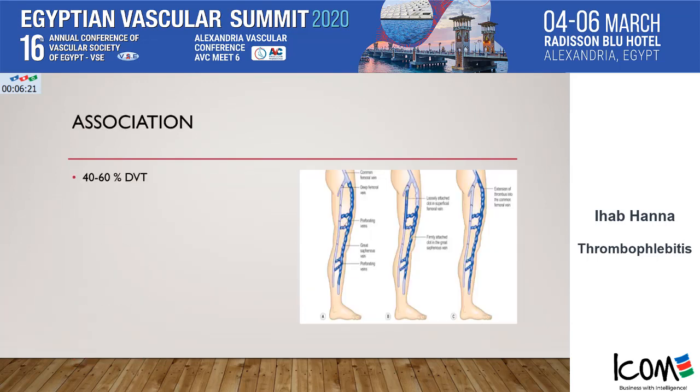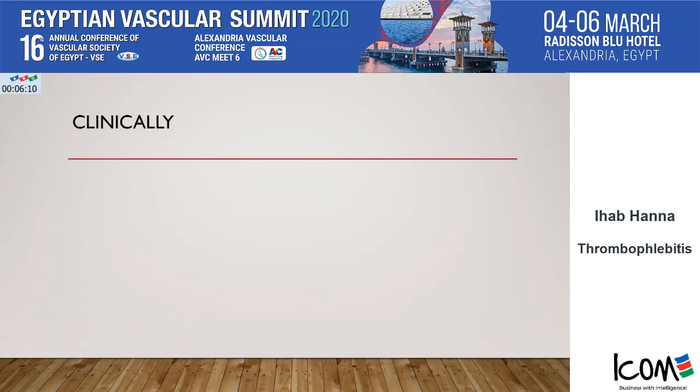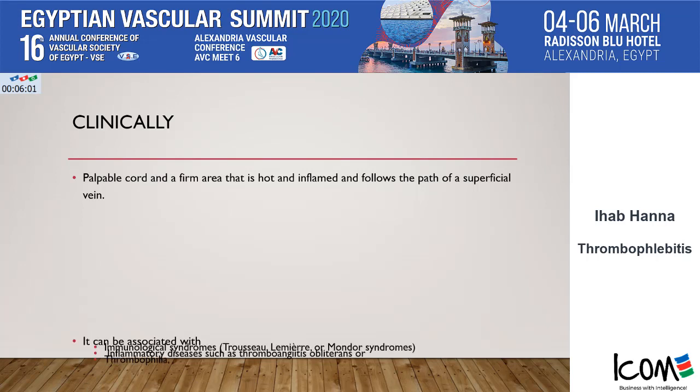The association is what really matters. It is associated with 40 to 60% DVT, 20 to 33% asymptomatic pulmonary embolism, and 2 to 13% of symptomatic pulmonary emboli. Clinically, it's simple: we feel a palpable cord with firm areas that is hot and inflamed and follows the path of the superficial vein.